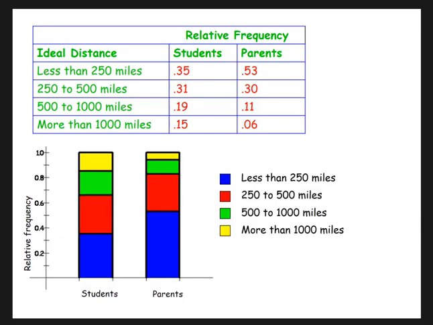And we do the same for the parents. Represent 100%. Now, obviously, 53%, a bigger portion, want their child to stay closer to home. And then we do have to provide a key. Here we give the color code saying what each color represents.